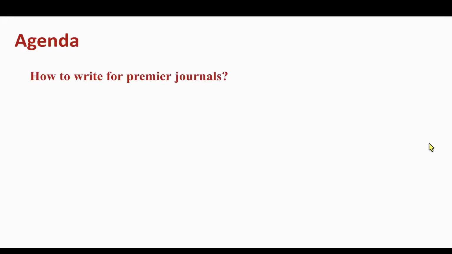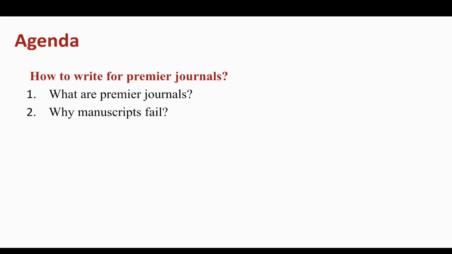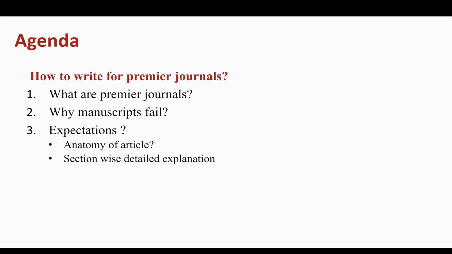Hello everyone. As we all know, we are following an entire series in which we are working on how to write for premier journals. So far we have started with what premier journals are, why manuscripts fail, and then we covered what the expectations actually are from us, which the premier journals look forward to. So we are covering the anatomy of the article section-wise.